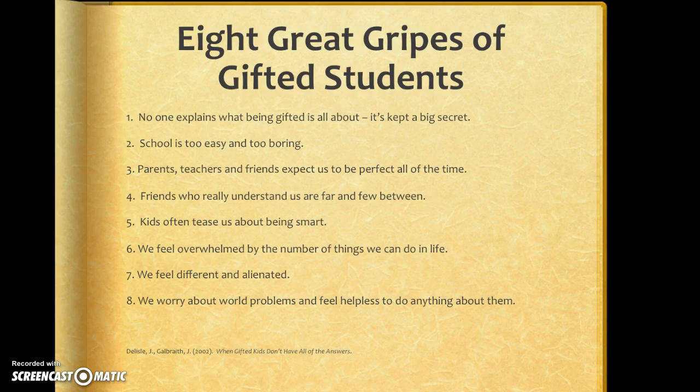And then, rarely can they find friends that understand them, and kids often tease them about being smart. They feel overwhelmed by the number of things they can do in life because there's such a spectrum of giftedness. They feel different and alienated because they are rare in their gift and in how their brain works. They worry about world problems and feel helpless to do anything about them.